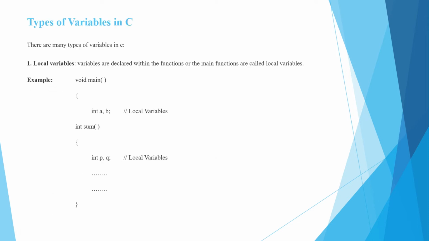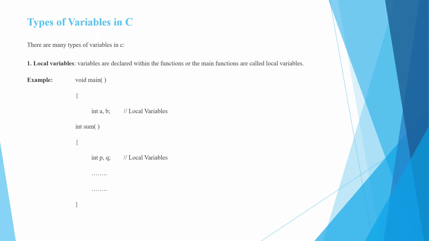Types of variables. There are two different types of variables in C programming. One is the local variable, and the other is the global variable. Local means within a function. Global means outside the main function. Local variables are variables declared within a function or within the main function.